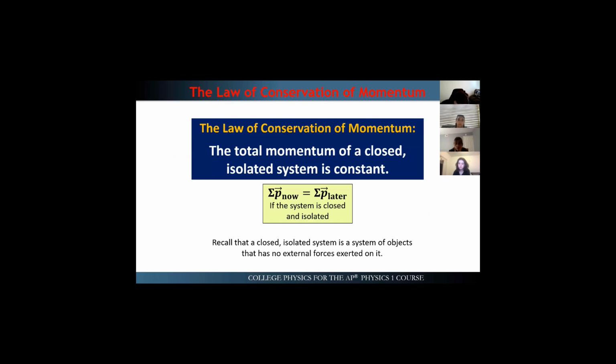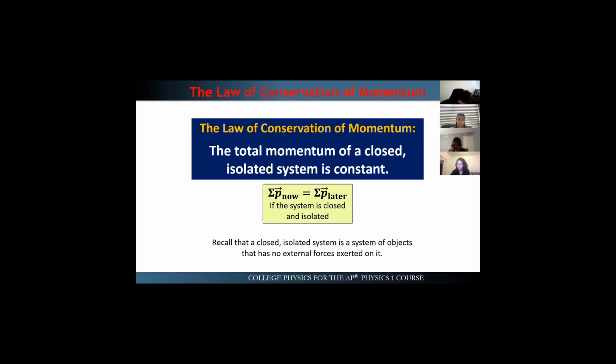All right, so here's another kind of word summary. From what we've illustrated, momentum appears to be conserved, like energy and like mass. The total momentum of a closed, isolated system is constant. The momentum in the before picture has to equal the sum of the momenta in the after picture, as long as the system is closed. What that means is explained down at the bottom.